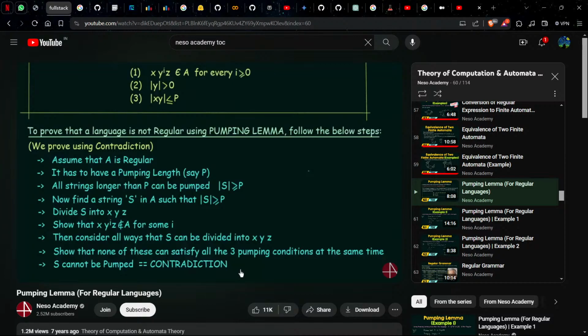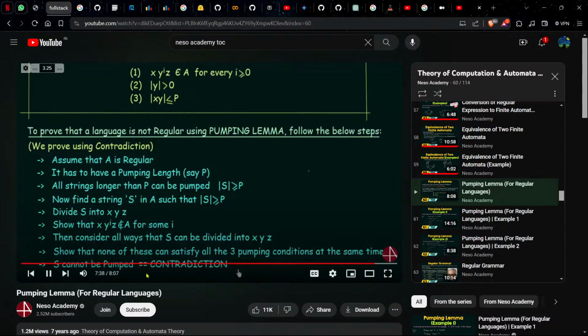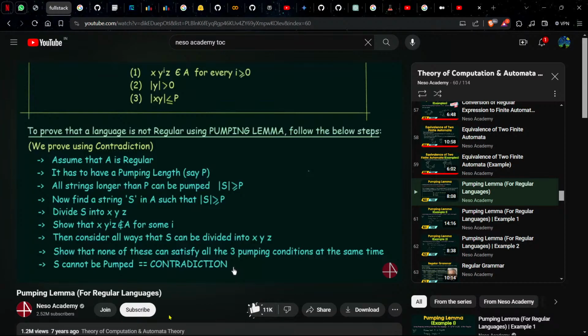So I will just say to you, don't worry if it seems a little confusing right now. Just try to understand the theoretical portion in this section. We will take an example in the next lecture where we will follow all the steps and try to prove that a language is not regular. Once we get the example, it will become more clear to you. So this is the theoretical part of the pumping lemma that we need to understand.